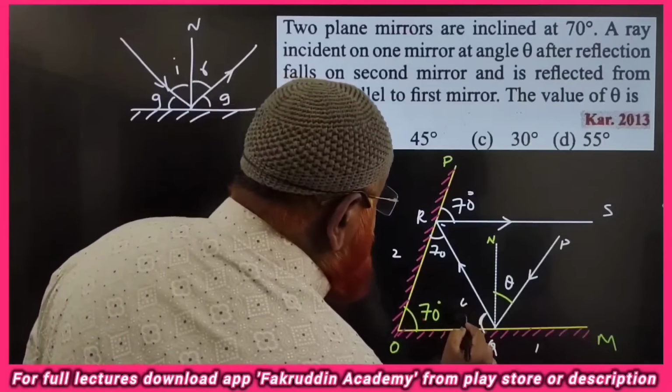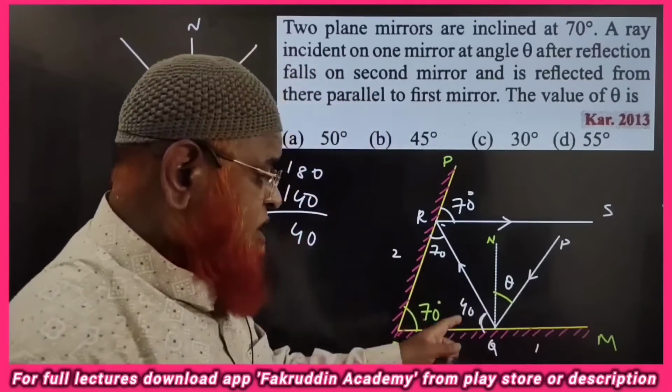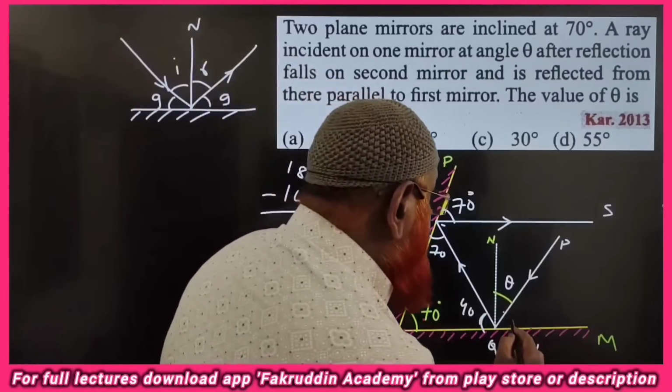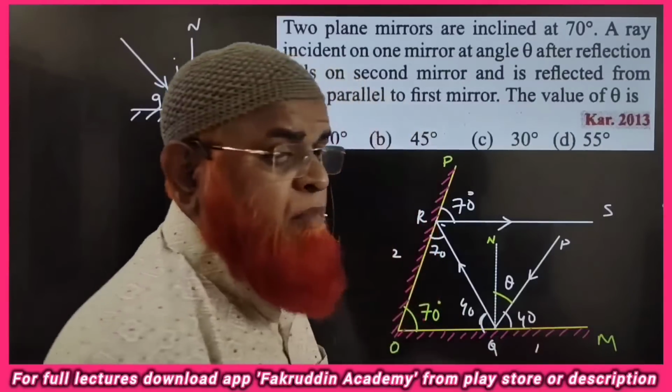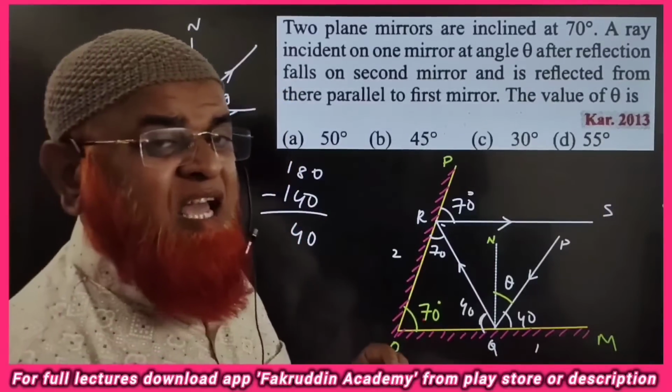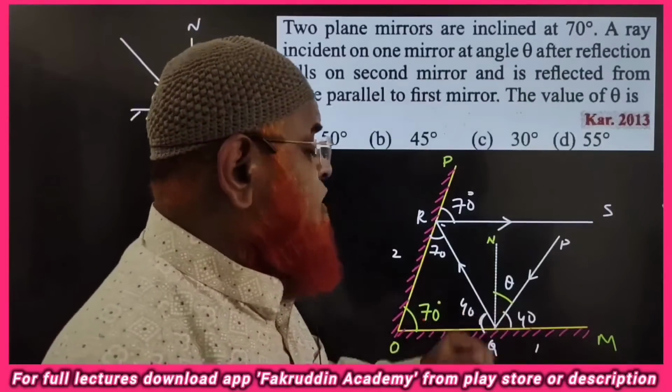We got this as 40. That means if this is 40, this is also 40, because of glancing angles. Glancing angles are the same. Now let us see 40 and 40.